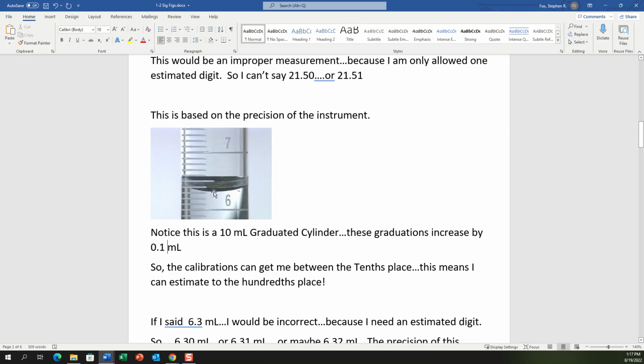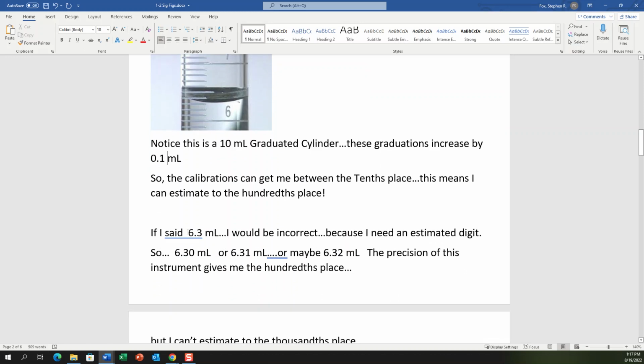And if you look at the bottom of the meniscus there, it might be slightly above 6.3, or some of you might estimate that it's right at 6.3. So if I thought it was right at 6.3 and I just said 6.3, I'm shortchanging myself. I'm allowed to have the 0 because the tick marks get me to the tenths place. I have to estimate to the hundredths place. So again, 6.3 wouldn't be a valid measurement here. I'd have to say 6.30.